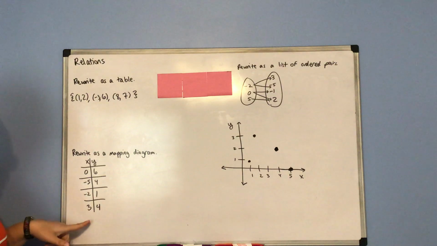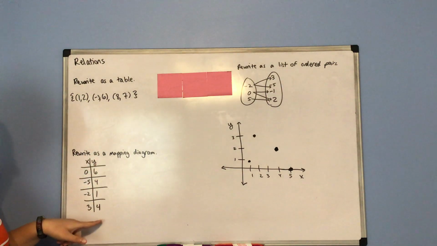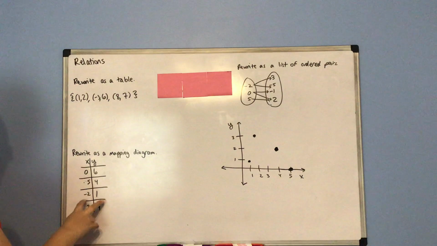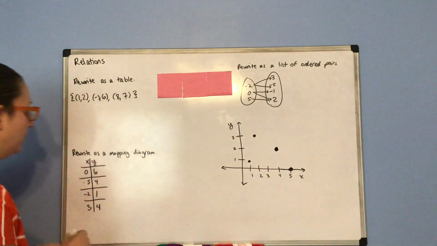All of your x values are in the x column, all of your y values are in the y column. Each row is a point. And I just erased that negative sign. We don't want to do that.